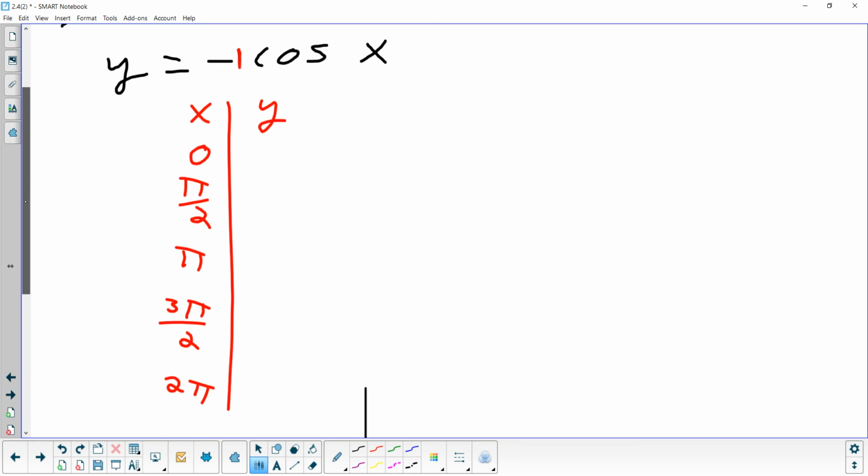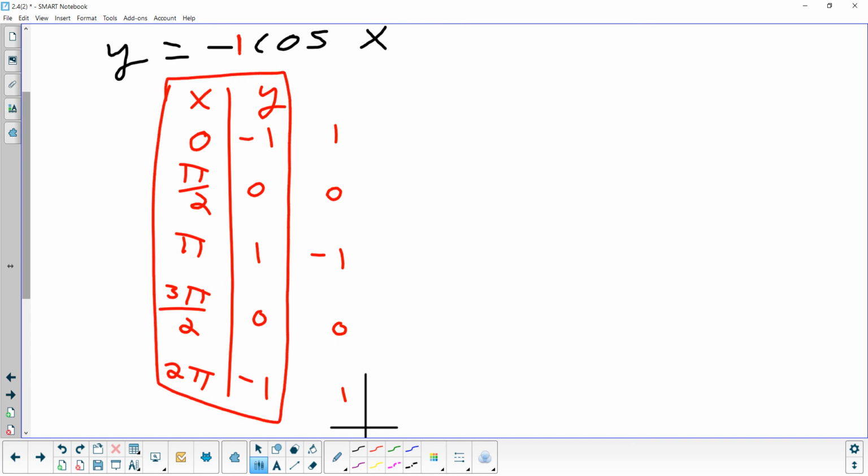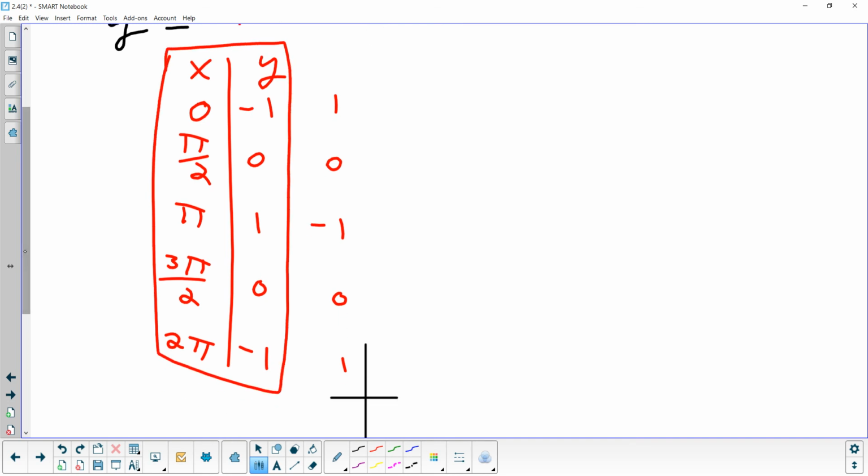And now the original y values would be 1, 0, negative 1, 0, 1. Those are all going to get multiplied by negative 1. So we're going to have negative 1, 0, 1, 0, negative 1. There's my table. Any questions on how I got my y values?